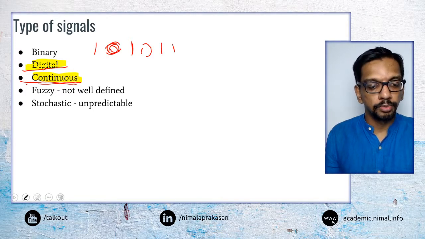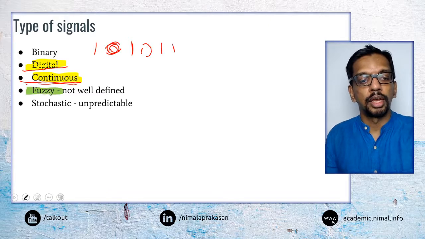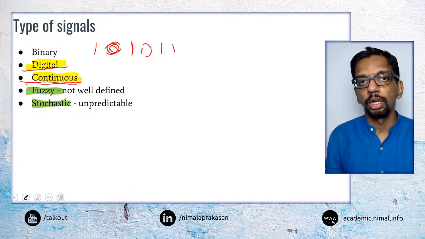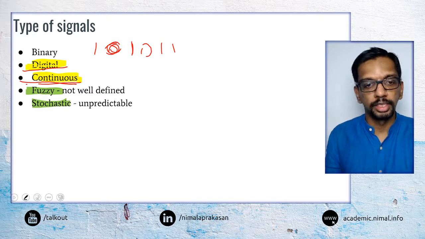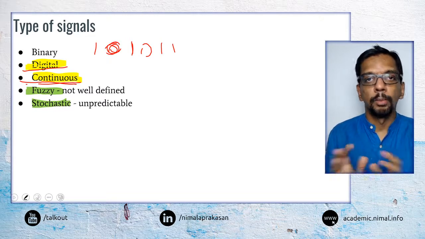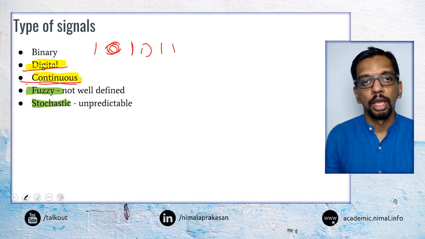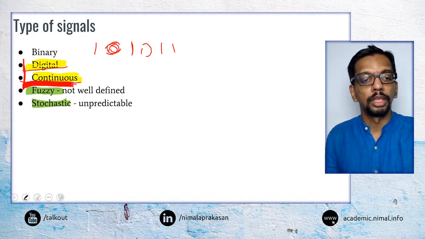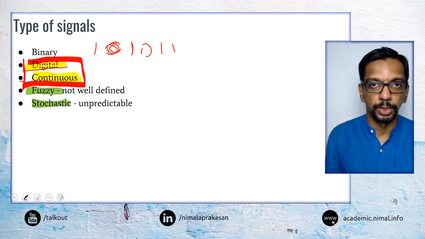Other than this, we will also have a few other categories of signals such as fuzzy signals or stochastic signals. These are again something that we will not be focusing on in this course; they are either not well defined signals or unpredictable signals. We will be mainly focusing on digital and continuous signals and the conversions between those two.